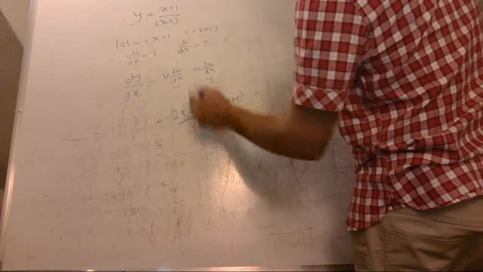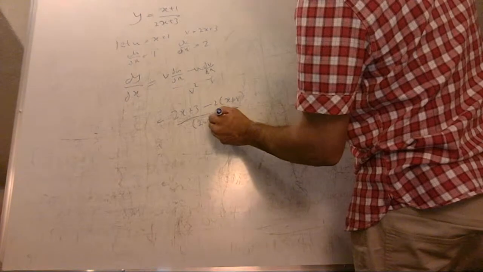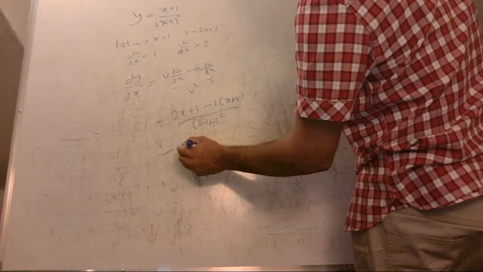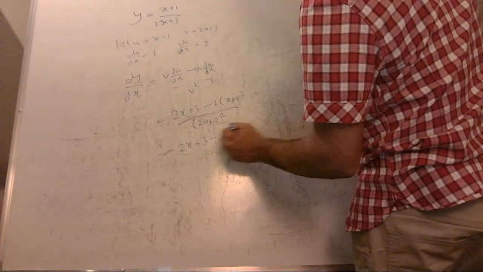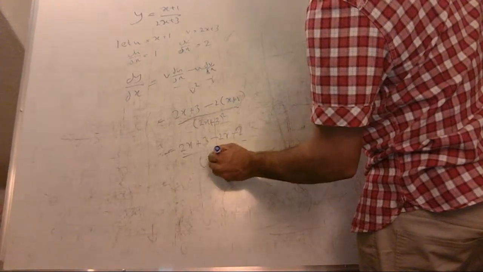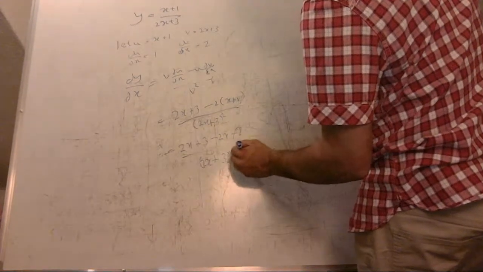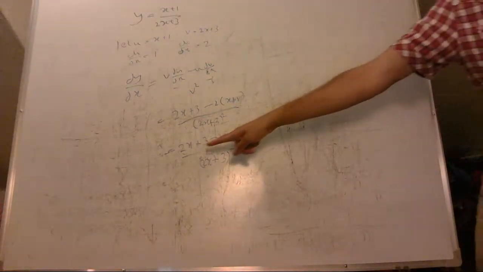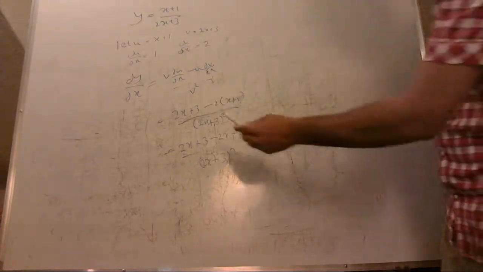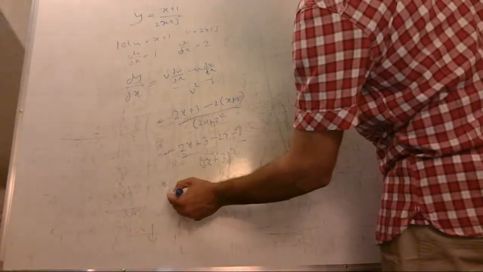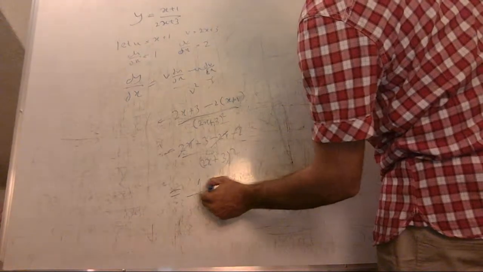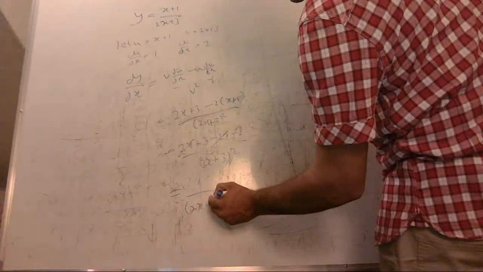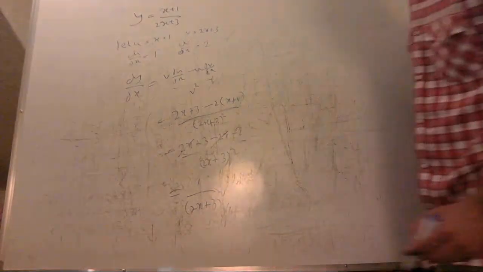V squared is 2x plus 3 squared, so that's going to be 2x plus 3 minus 2x minus 2, all over 2x plus 3 all squared. Now if you look here, I'm not going to go through this slowly because this is just simple algebra. You just open the brackets and simplify. So the 2x and the minus 2x cancel. 3 minus 2 makes a 1, so it's 1 over 2x plus 3 squared, and that is the answer.